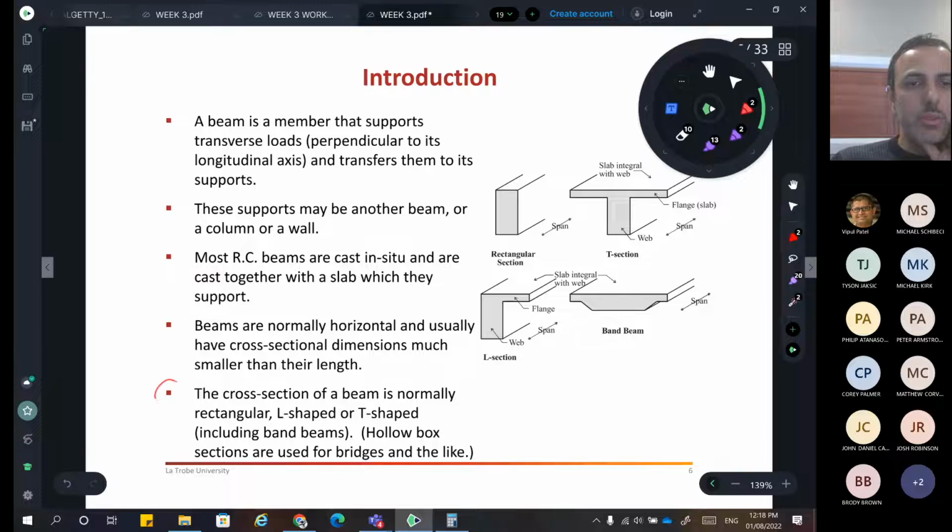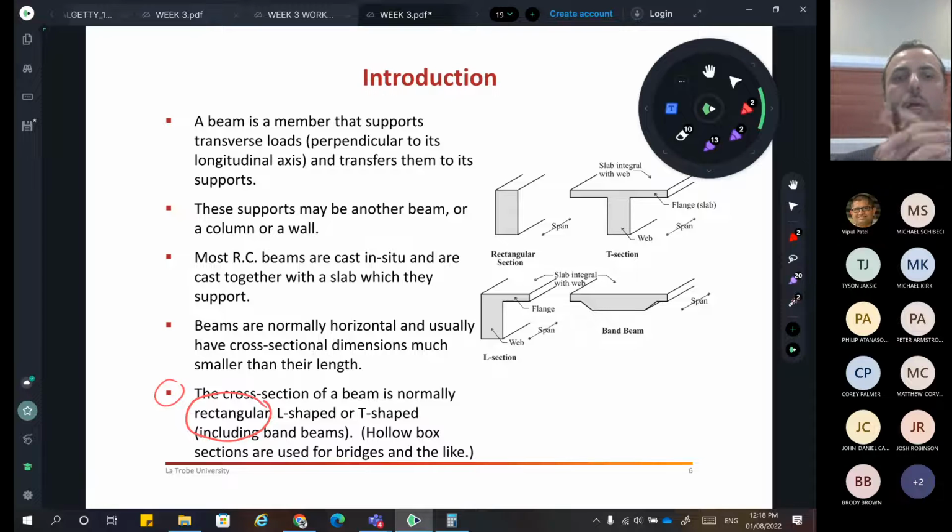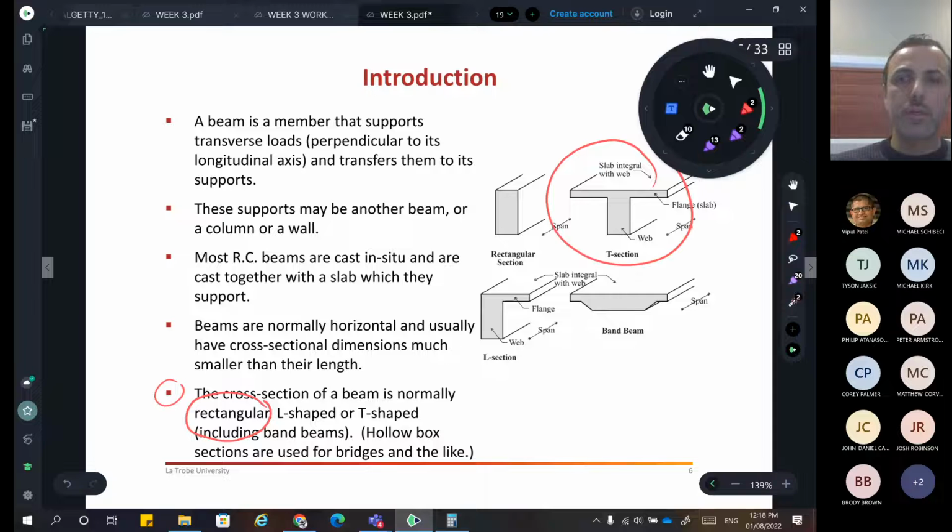The last point here is talking to you about the shape of the beam. Ideally, and what we're going to be mostly doing in this subject, we're going to work with rectangular sections, which will give you all the knowledge you need and let you go from there. However, usually the beams and slabs, as we said, are poured together, so they will effectively form an L shape for the edge beam, or a T shape for the internal beam.